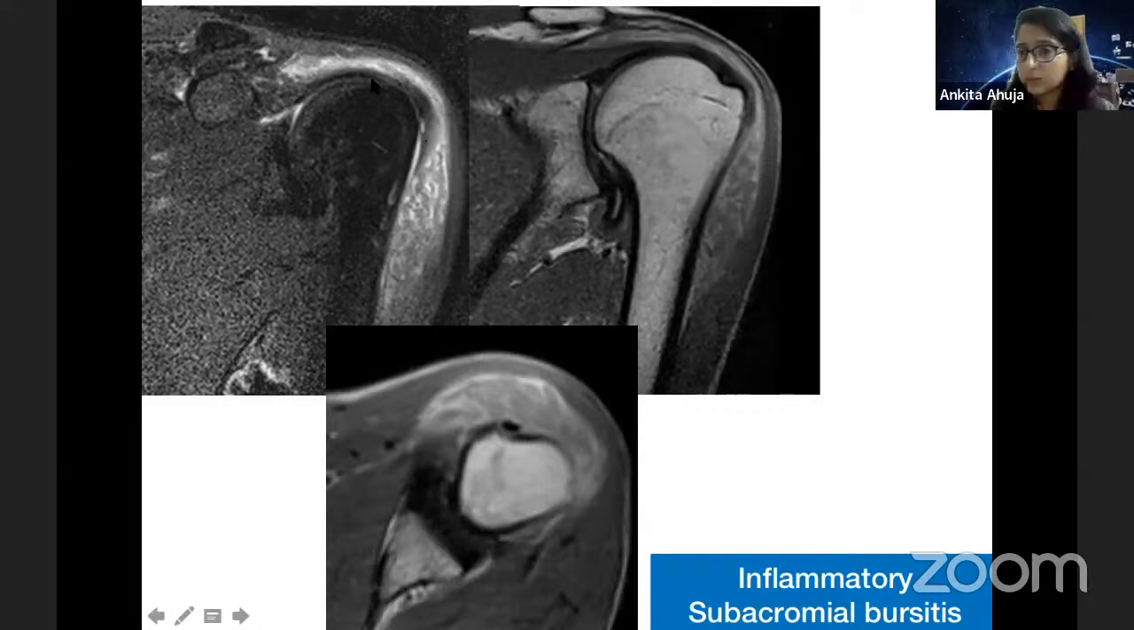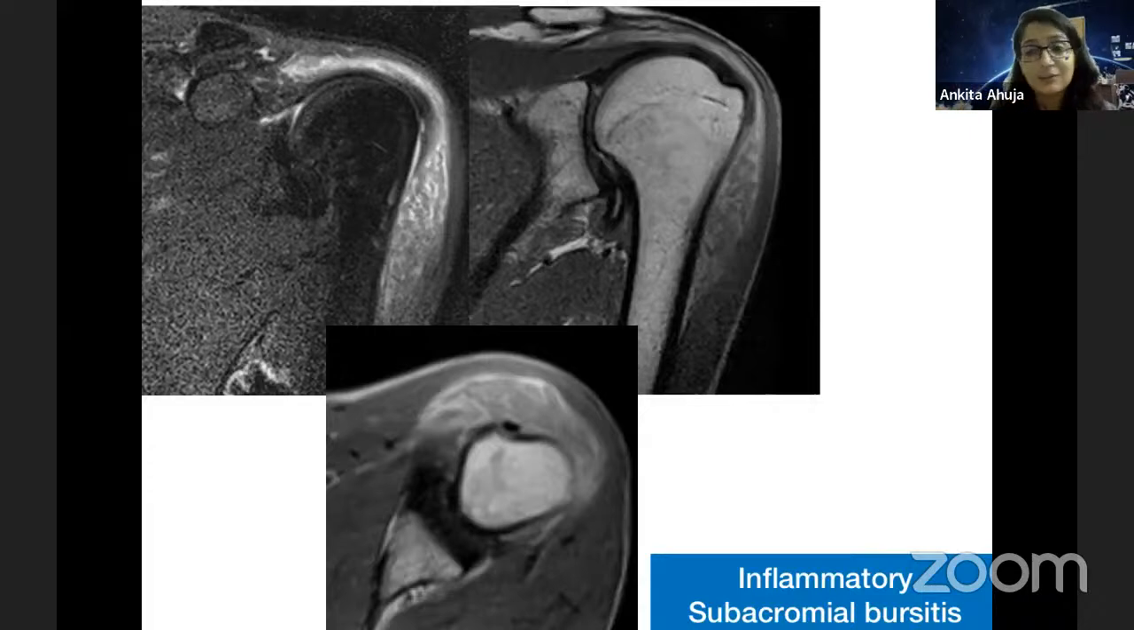So again, in this case, you can see that there is this subacromial bursal fluid, and within the fluid, you can see these thin bodies all over the place. If you see, these are very thin linear bodies within it. You can draw lines across them. So this is something which is rice bodies.